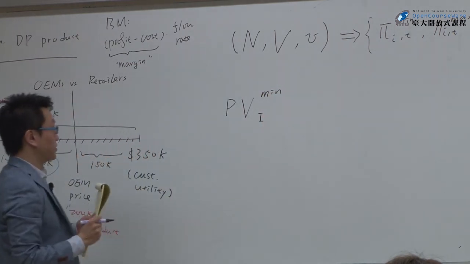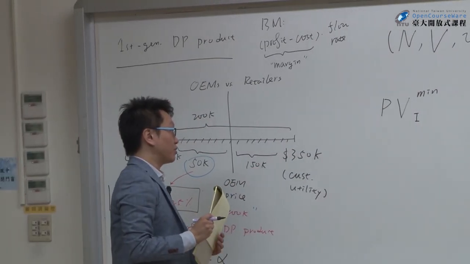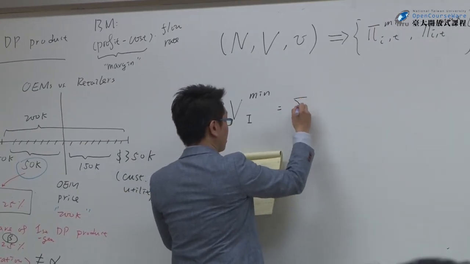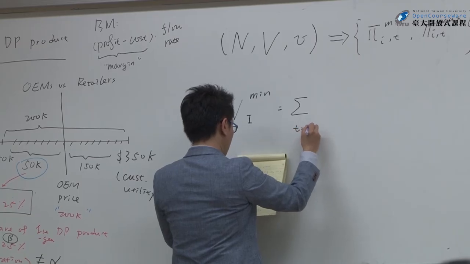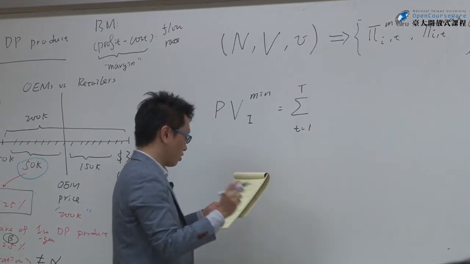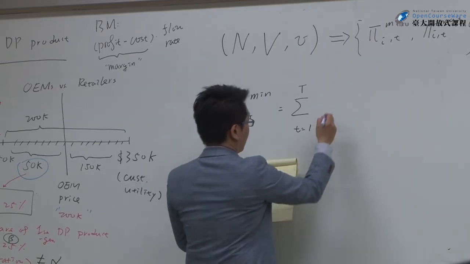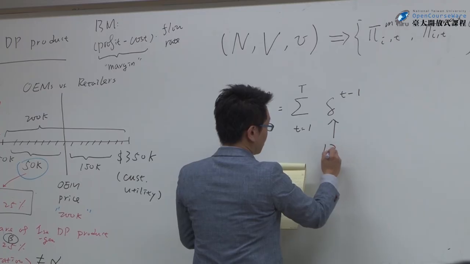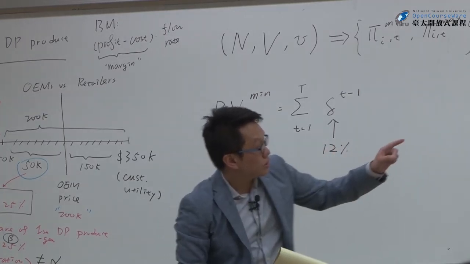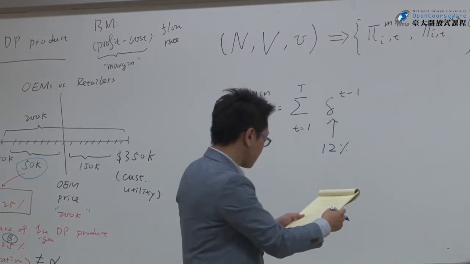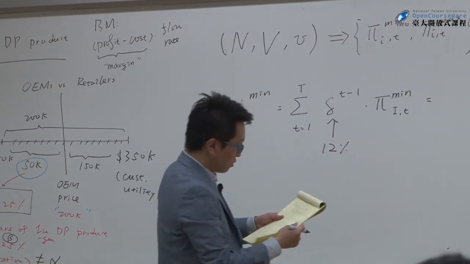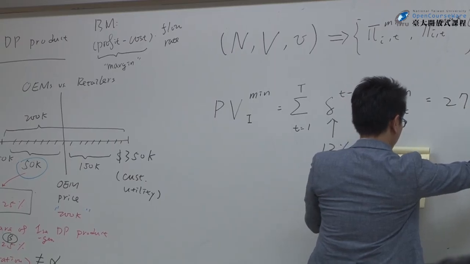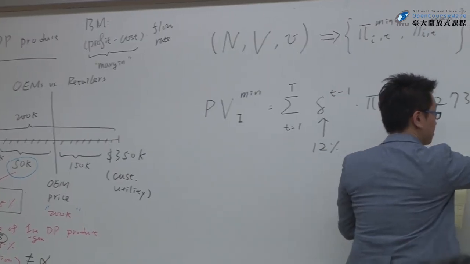We work on the worst case scenario. If you are the innovator, you want to calculate your investment, so you want to calculate your project. So we start to do summation for pi minima across all the periods, and we times the discounted rate. On my slides, I assume it's 12%. Here is all pi minima, pi maxima. I use the information there, and I will get this value, 2.739565 million.